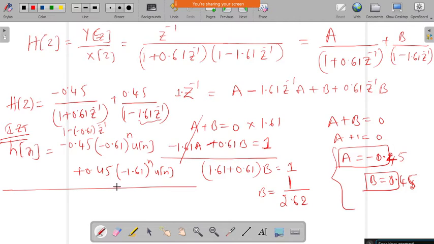Sir, B is equal to 1 divided by 2.62, right, sir? Yeah. Then in the calculator, we are getting the value 0.38. Yes, sir. Okay. So A plus B will be 0 only.